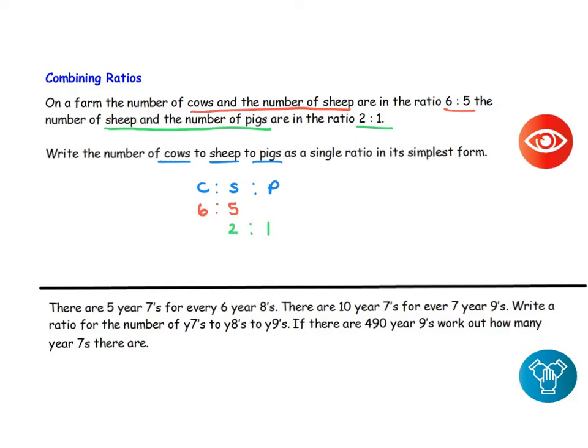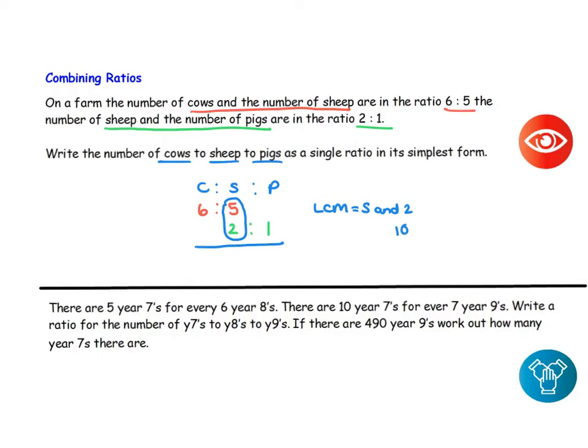Now you'll notice that in both of those ratios, we've been given sheep. 5 parts in the first and 2 parts in the second. Now, in order to combine these, we need these two values to be the same. So what I'm looking for is the lowest common multiple of the numbers 5 and 2. Now, if we think about the 5 times table and the 2 times table, the first number that they have in common is 10. So the lowest common multiple of the two is 10.